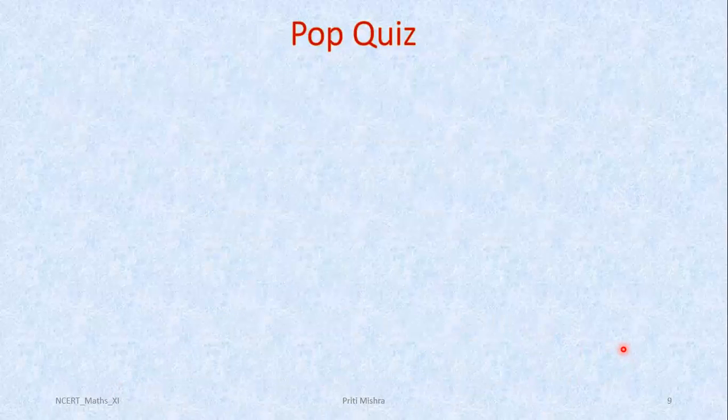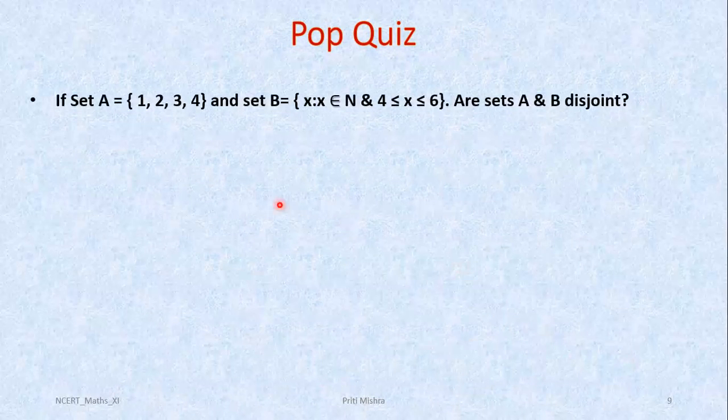Now get ready for the pop quiz. Here we have the first question. If set A is equal to {1, 2, 3, 4} and set B is equal to {x such that x belongs to the natural number set and x is lying between 4 and 6}, are the sets A and B disjoint? You have to find this out. Yes, do it quickly. What is the answer? The answer is no, these two sets are not disjoint because 4 is an element which is common between these two sets, right?